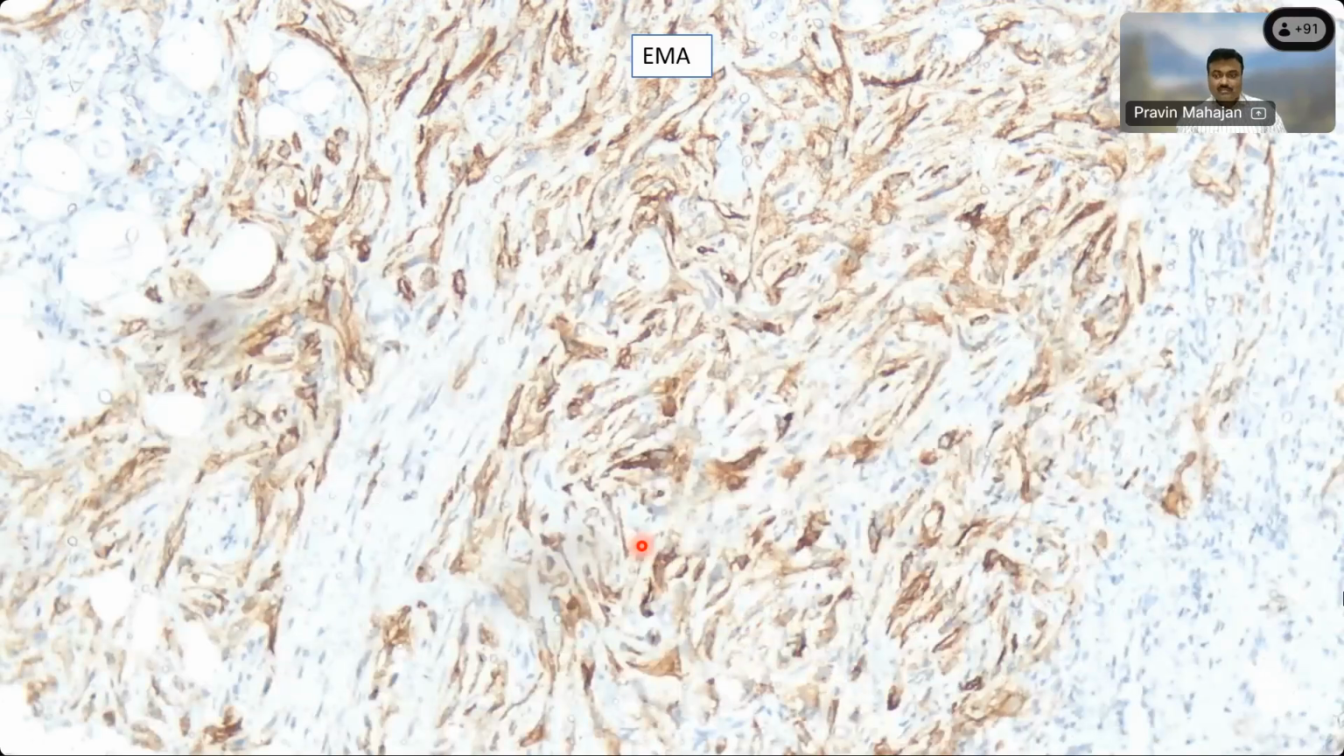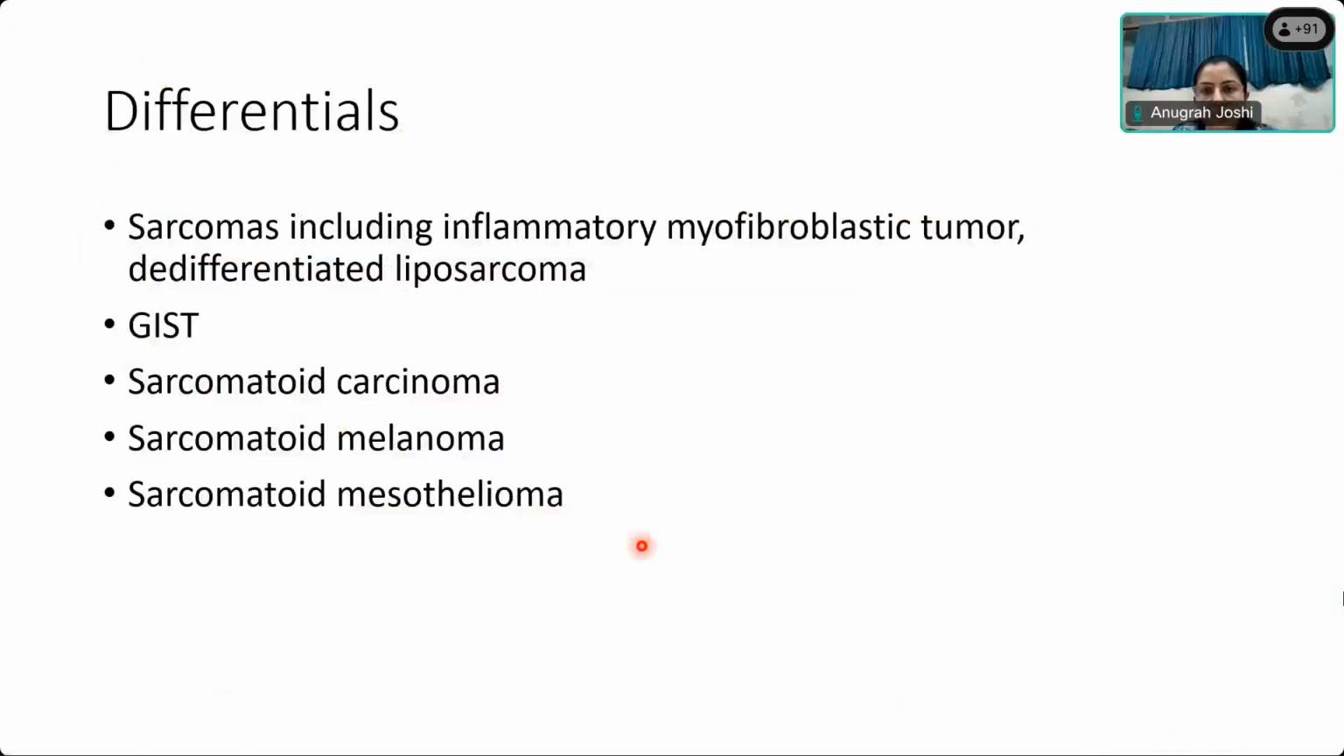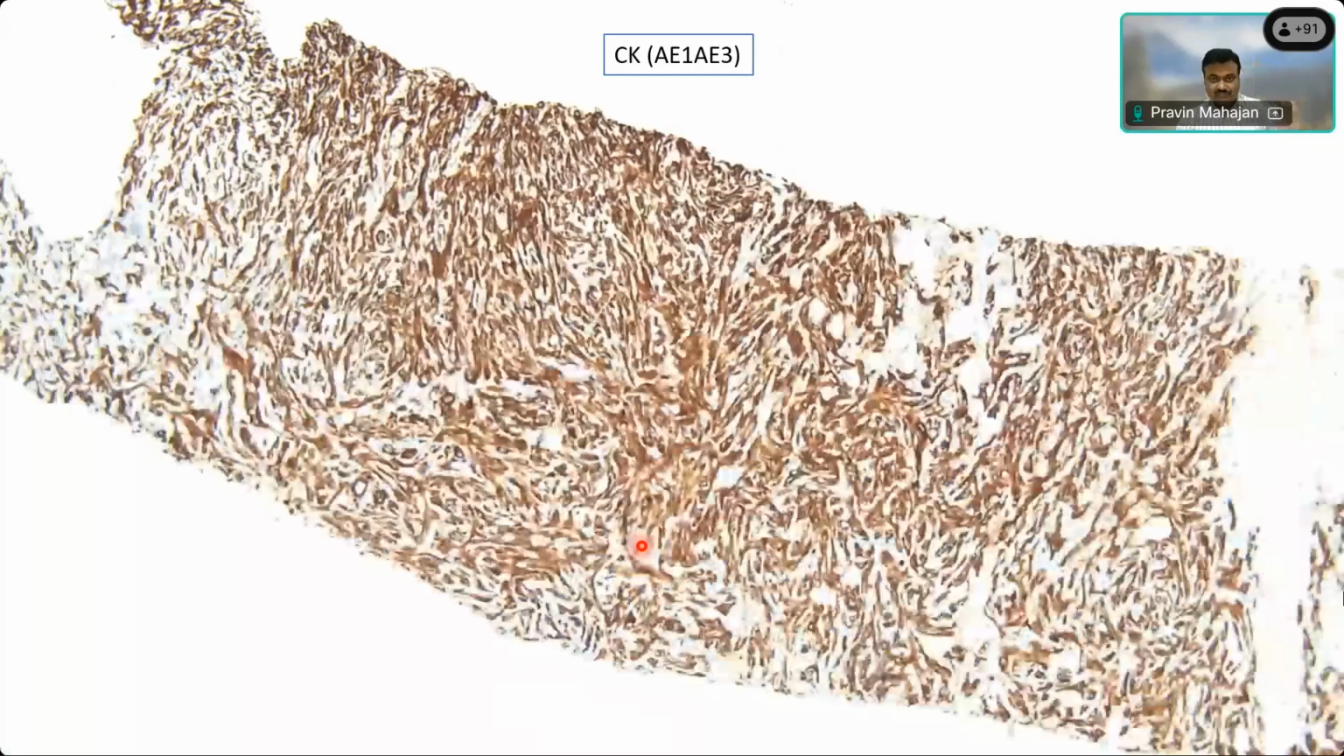And EMA is also positive. So what does that tell you now, Anugrah, Shefali? What are the differentials? We had these differentials. Which tumors among these can express CK and EMA? Yes, sarcomatoid carcinoma and sarcomatoid mesothelioma. So these two differentials, right? Because of these markers, now we have these two differentials remaining, whether it is sarcomatoid mesothelioma or sarcomatoid carcinoma, correct?